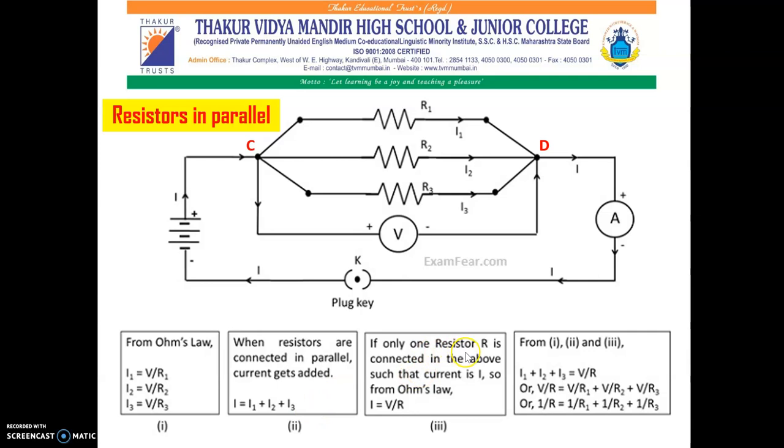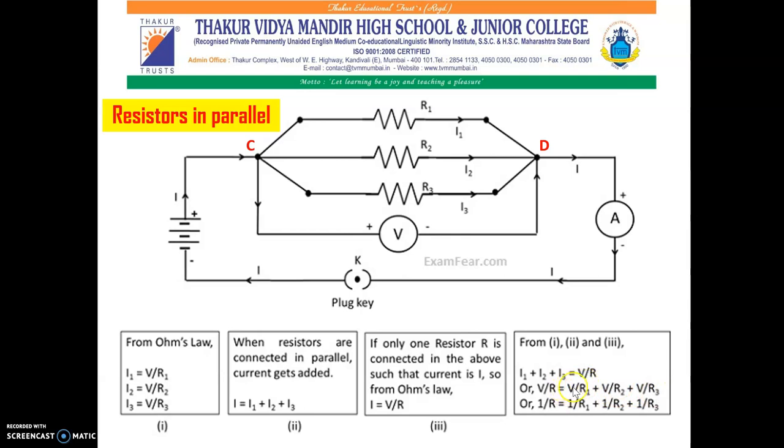If only one resistor was connected in the above example, then the current would be I is equal to V upon R. But over here there are three resistors which are in parallel, right? So we have three different currents, I1, I2 and I3. So from the first, second and third equation, we get the final equation as I1 plus I2 plus I3, that is equal to V upon R. And placing the values of all the three currents from this equation, we get V upon R, that is equal to V upon R1 plus V upon R2 plus V upon R3.